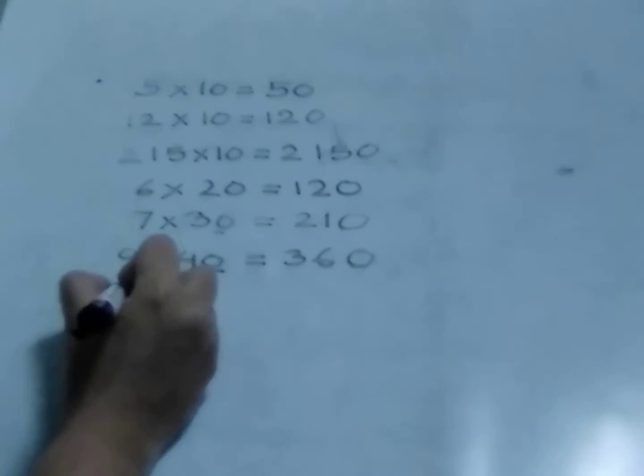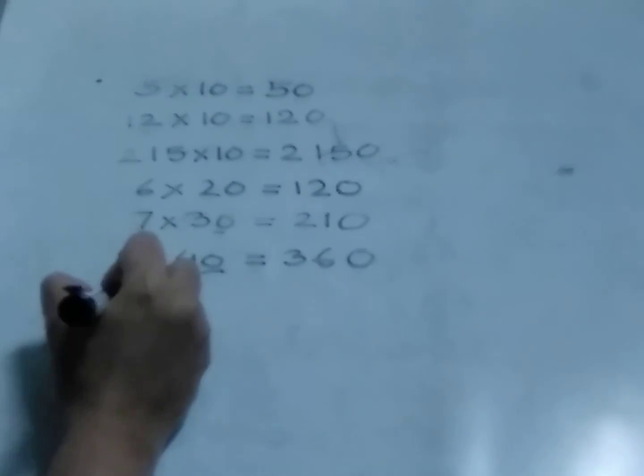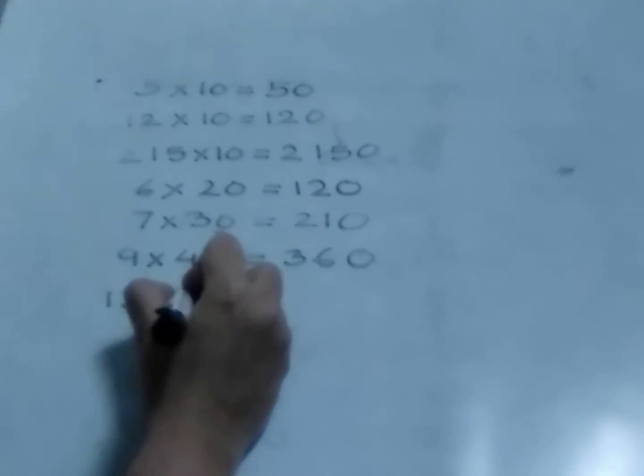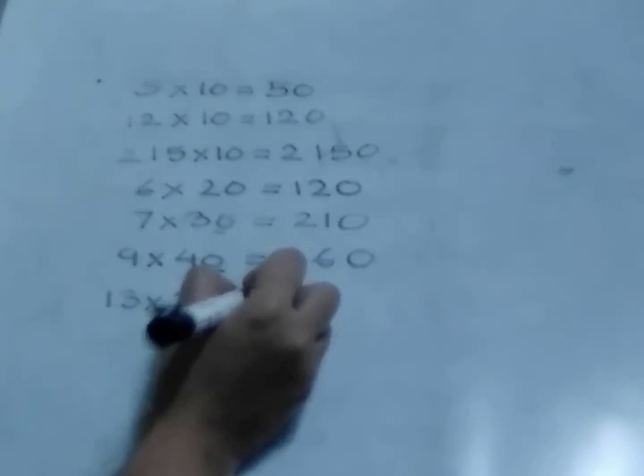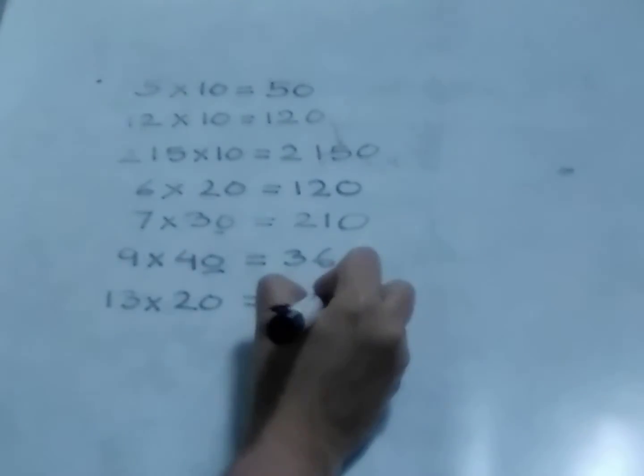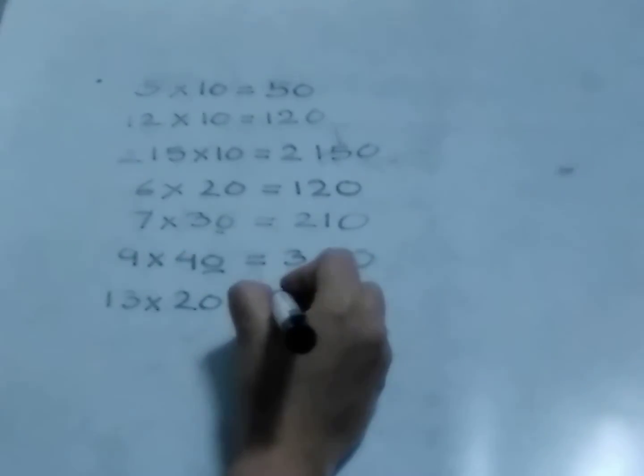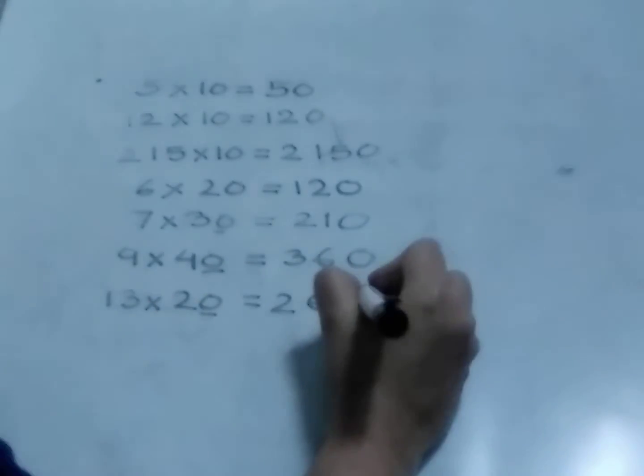13 multiplied by 20. So 2 threes are 6. 2 ones are 2. Write this 0 in the ones place. This is 260.